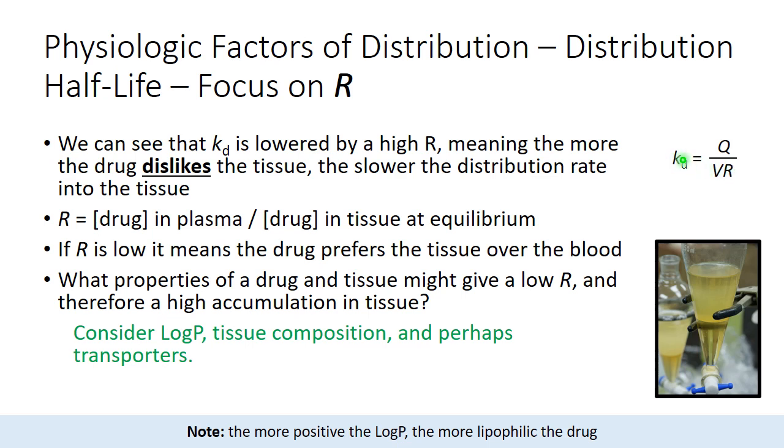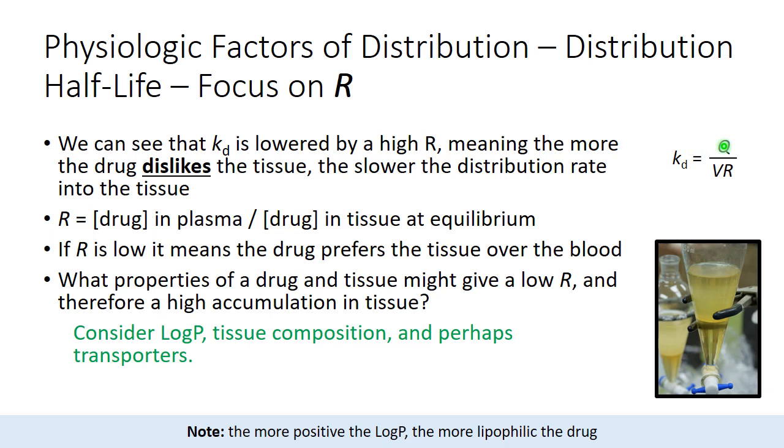That would give you a higher KD. That would give you a faster, and again, this is not the dissociation constant for drug receptor binding. This is for distribution. So that's a rate constant, and the higher that rate constant, the faster the distribution into the tissue. So hopefully that makes sense. I'd like you, for every equation that we have, to think about all the factors and make sure it makes sense to you.